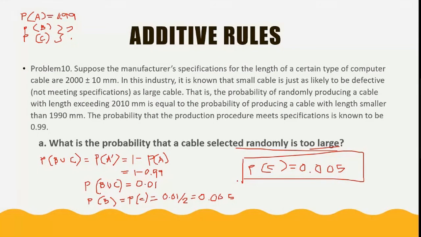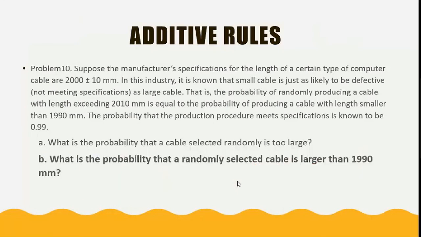Okay, and then we have here problem B. What is the probability that a randomly selected cable is larger than 1990 mm? We know that the probability of getting less than 1990 millimeters is 0.005, right? So it says greater than or larger than, which means this includes 1990 up to 2010 millimeters and larger lengths.